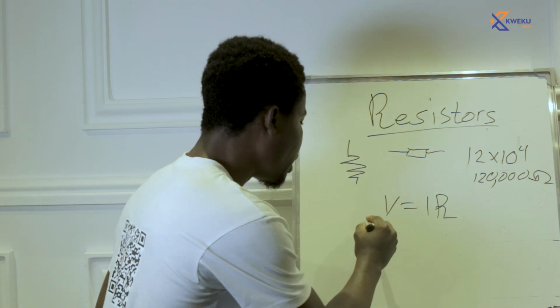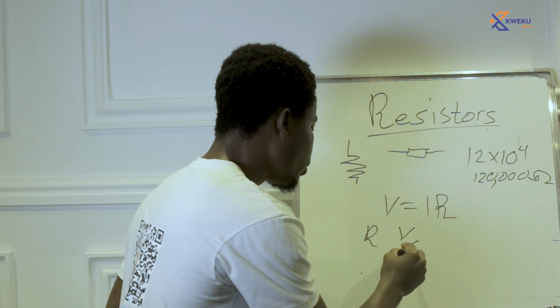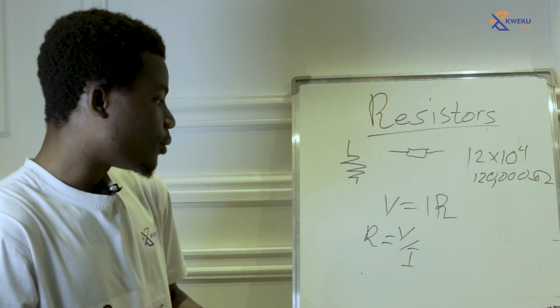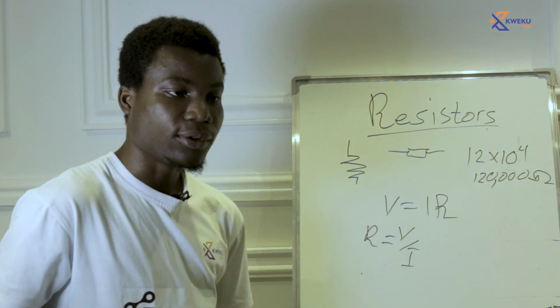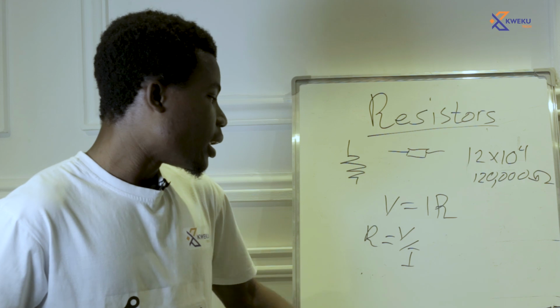So let's say you want to make R the subject. We divide by I, so R is equal to V over I. I've done this all for you. So you can do it for I, and you can do it for V. V is there, so it's simple. So this is the formula for resistance.